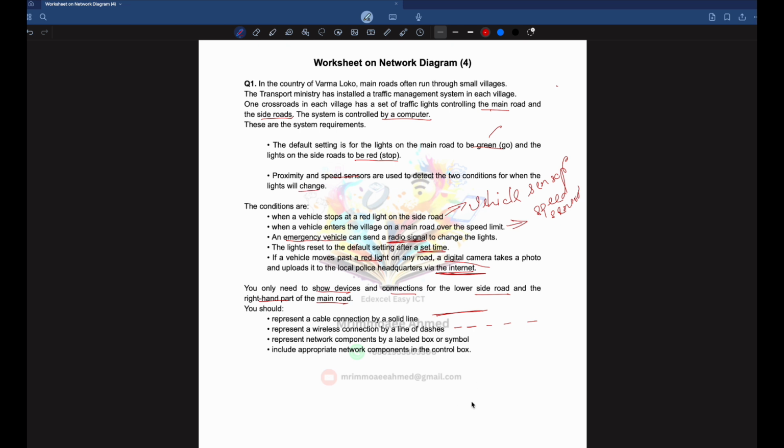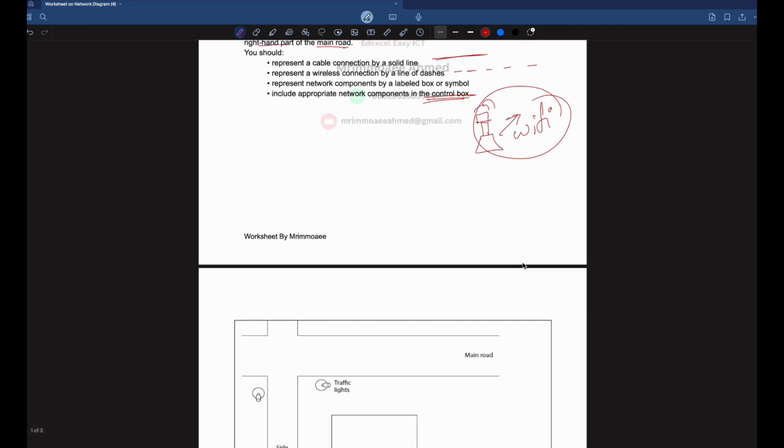That means if you draw a Wi-Fi this way, label it as Wi-Fi or as a router. Okay, then include appropriate network components in the control box. So we have to add the network component inside the control box. So we understand what type of things we need.